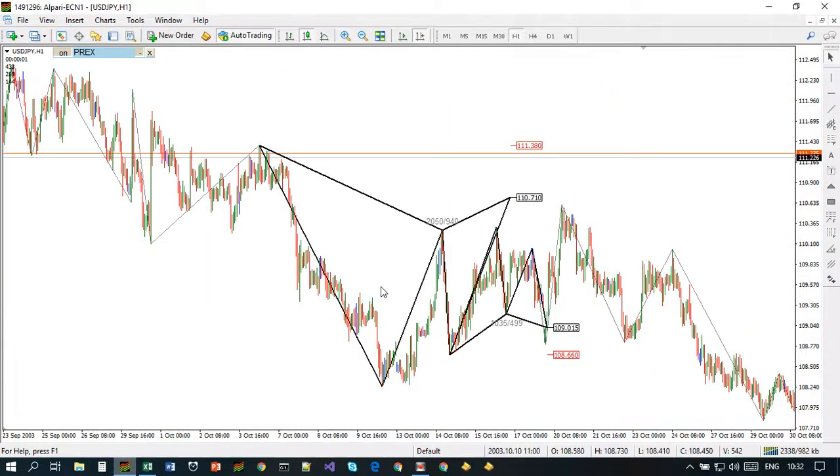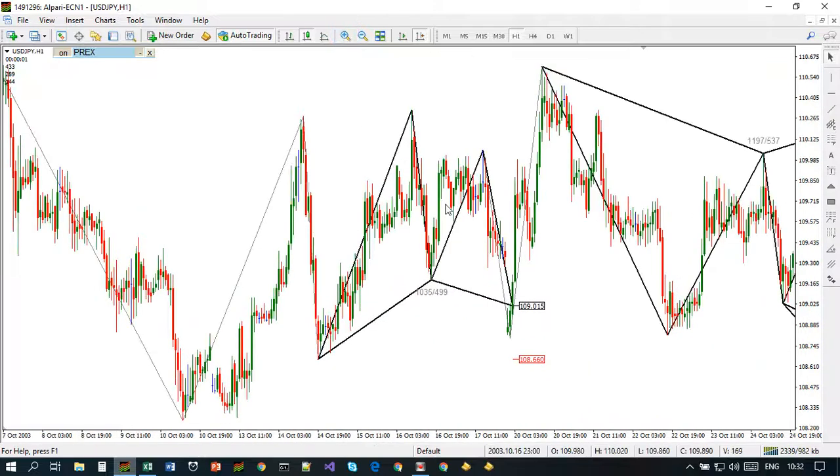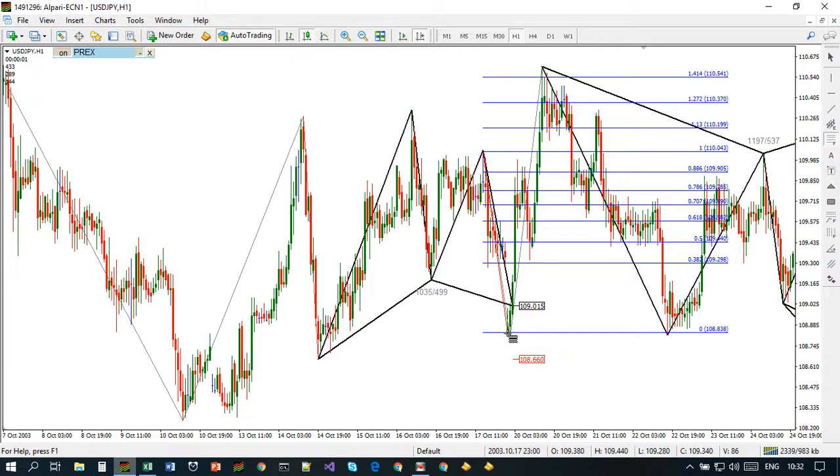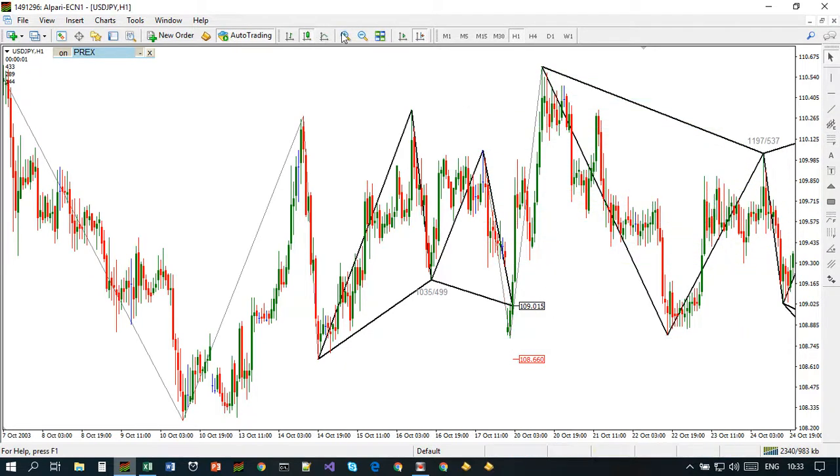Okay, then what do we have? Nothing here. This was a sharp reversal. We will skip this Gartley. It was okay, but we need to skip it. We didn't have a double top, double bottom.